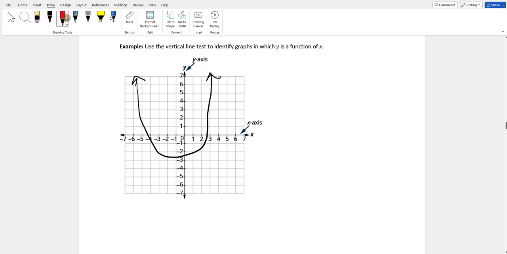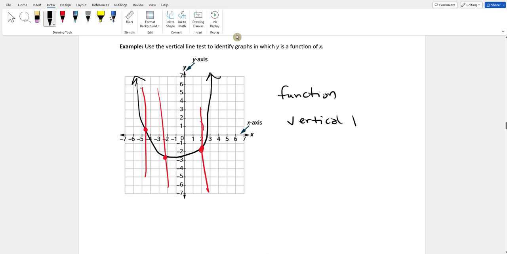So let's say I draw a vertical line here. As you can see, it hits the graph once. Let's say I draw a vertical line here. It hits the graph once. If I draw the vertical line here, it hits the graph once. So as long as the vertical line hits the graph once, then this graph is considered a function. If the vertical line hits the graph more than once, then it's not a function. So in this case, the vertical line hits the graph once.